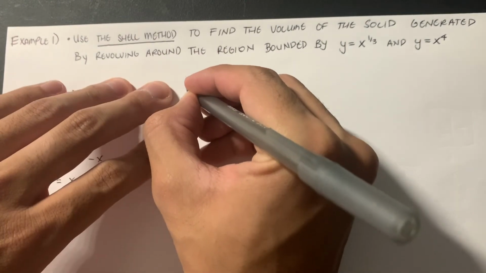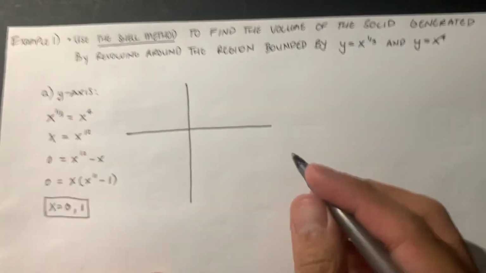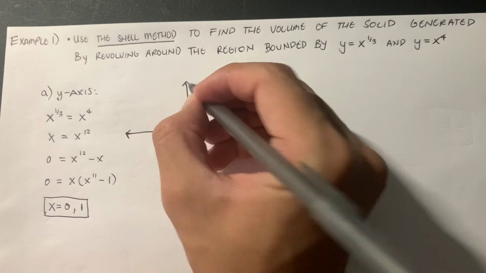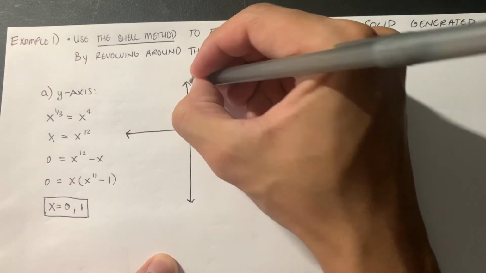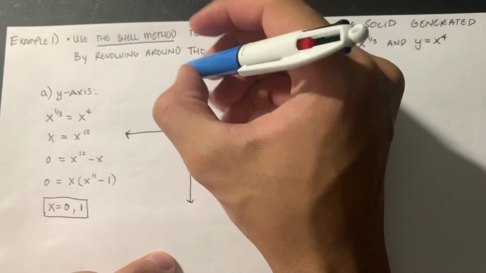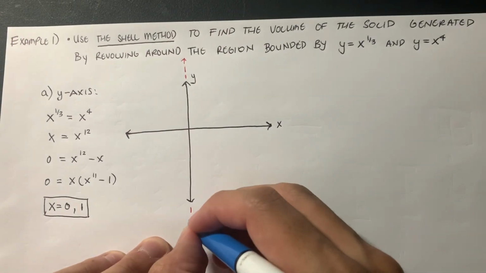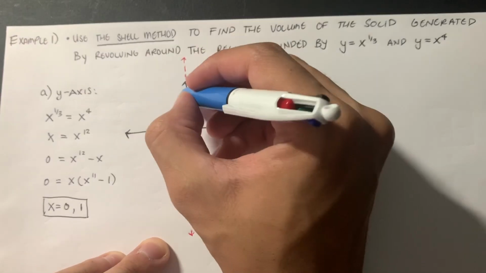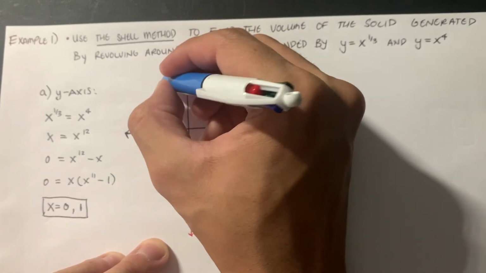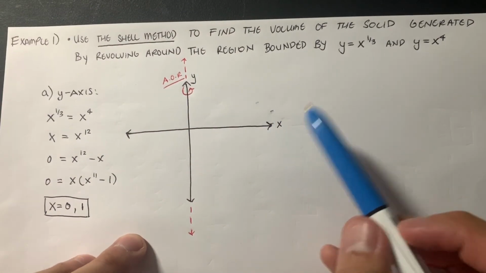So I'm just going to go ahead and make a graph real quick. X and Y. And then since we're doing the axis of rotation around the y-axis, I'm just going to go ahead and indicate that there with the color red. Okay, so we're going to go ahead and do the axis of rotation as right here. Just go ahead and label that A.O.R for axis of rotation. So now what we're going to do next is start graphing.